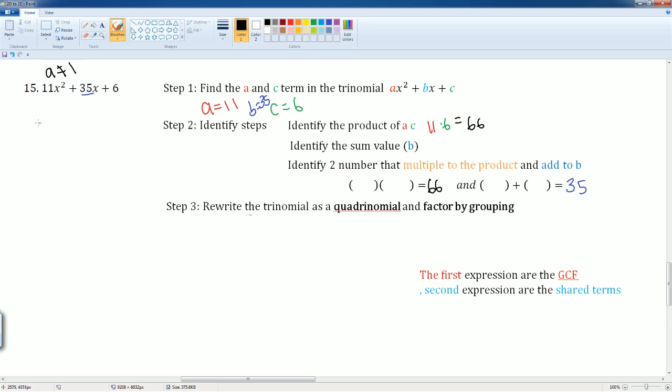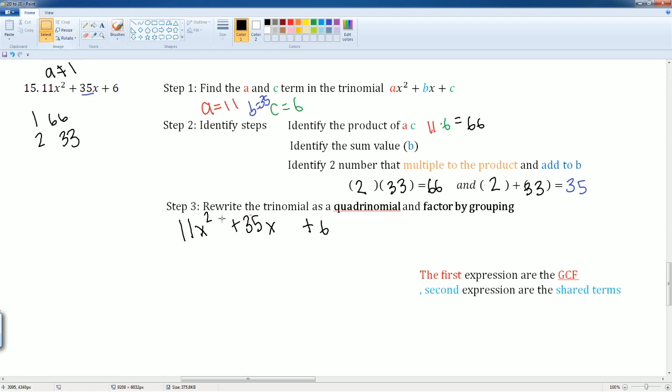Let's go over some possibilities. 1 and 66, there's no way I can make 35. What about 2 and 33? Ooh, look, 2 and 33, that looks neat, right? You see, always start from 1, then go up. That's really great. So 2 times 33 makes 66, and 2 plus 33 makes 35. That is really nice. So we have our trinomial of 11x squared plus 35x plus 6.